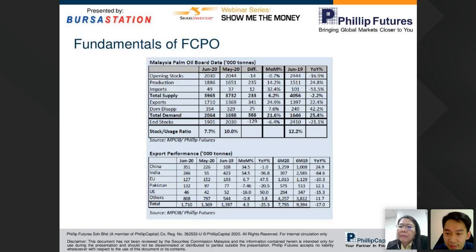MPOB is the board that actually produces this data. MPOC is a council, so it's sort of like the governing body of the industry, to help the business to grow. MPOB is the board, so it's like the government board that controls all this supply and demand data.